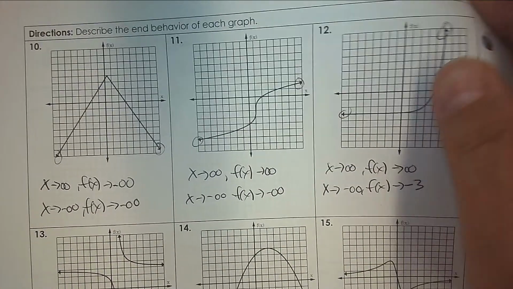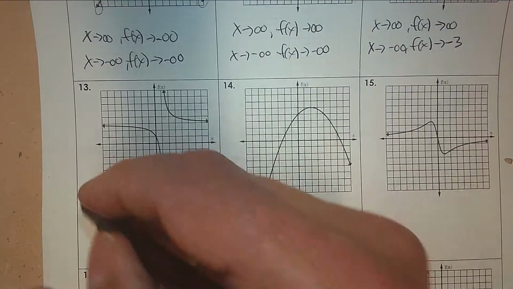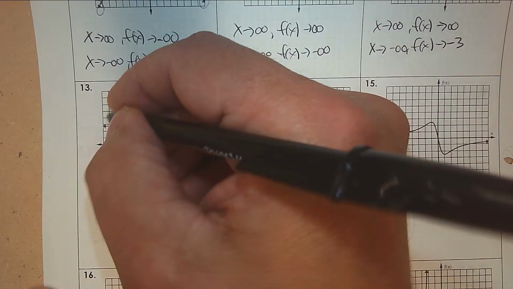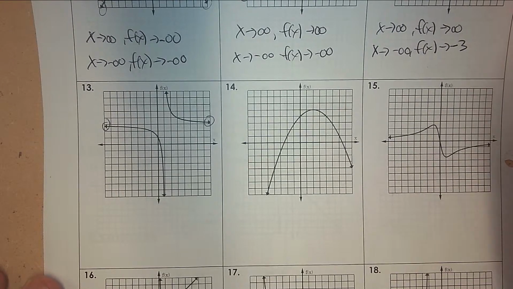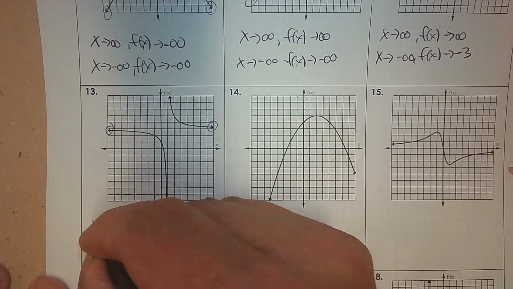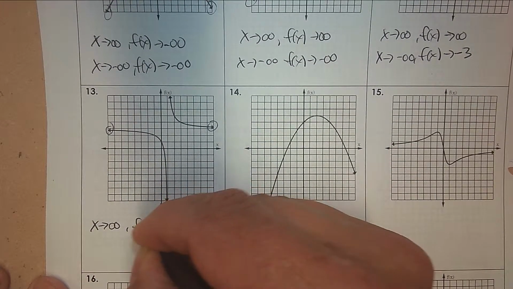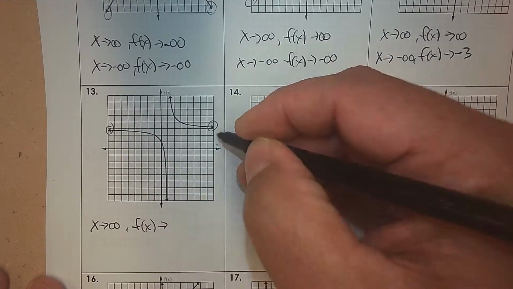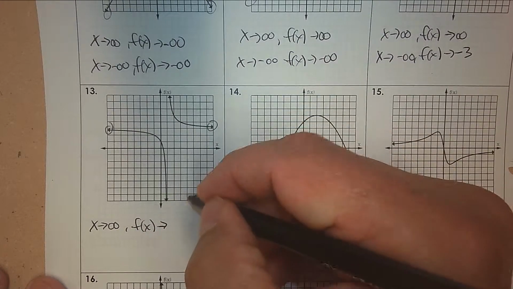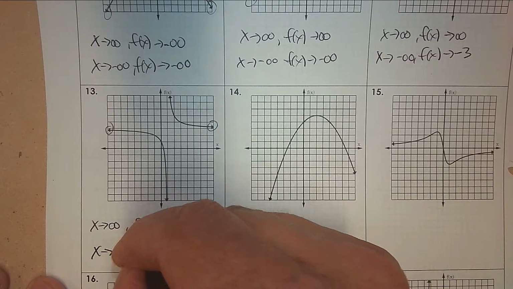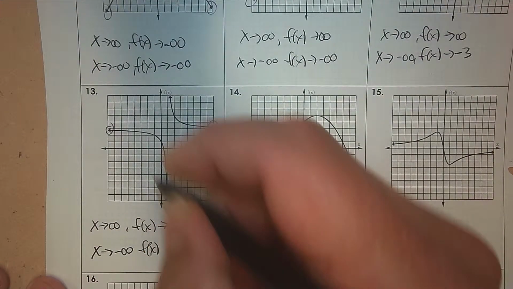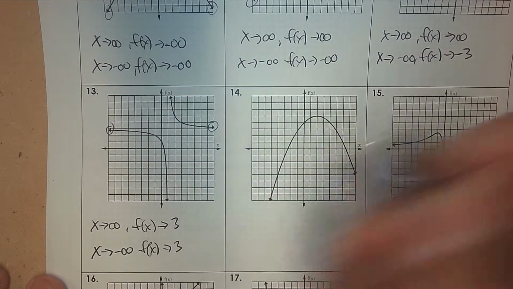Number 13, the right and left end, can you see both ends are going to a number, not going to infinity. So we're going to say the right end, as x approaches infinity, while the right end's approaching, and count up 1, 2, 3. And then the left end, we say as x approaches -infinity, what's happening to the left end? And you can see it's the same number, 3.